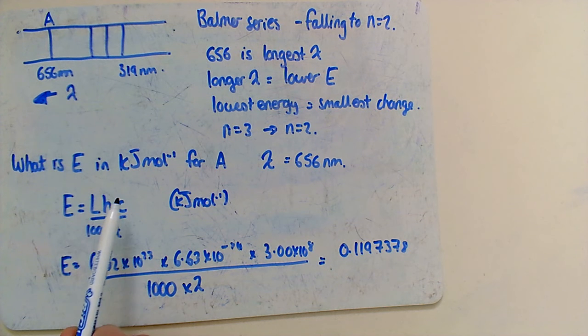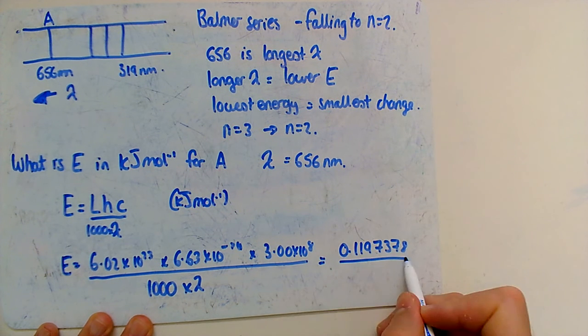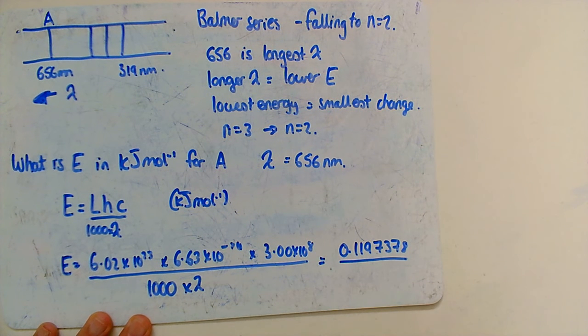These three things multiplied by one another get used a lot. So I suggest if you've got an exam, do this, LhC, and then just have that number written down. It saves you having to write out all of these or to do this multiplication over and over again. It's 0.1197378, and then you're just dividing by 1,000 multiplied by the wavelength.